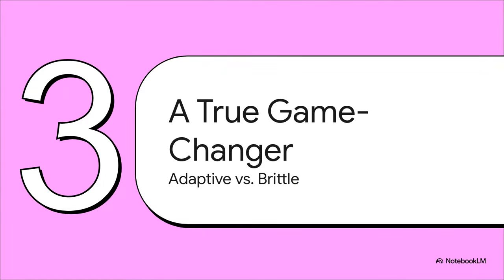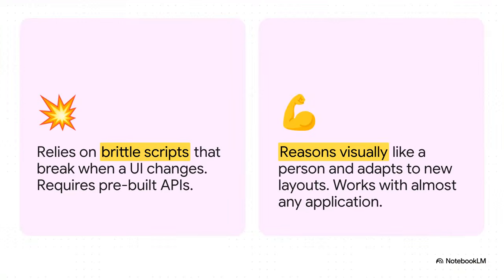So why is this such a huge deal? What makes it a true game changer? It really comes down to one key difference that separates it from everything that came before. This is adaptive automation, not brittle automation. This slide right here shows you the massive leap we're talking about. See, old-school automation relies on rigid scripts. If a developer changes a button's location on a website by even a few pixels, poof, the whole script breaks. It's brittle. But Bytebot, it thinks visually, just like a person. It can look at a new screen layout, find the button it's looking for, and just adapt. It works with almost any app because it sees it, just like we do.